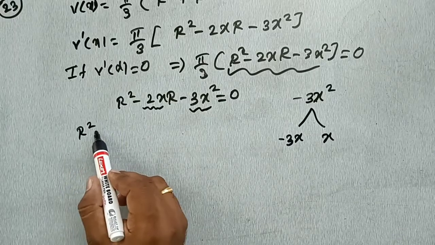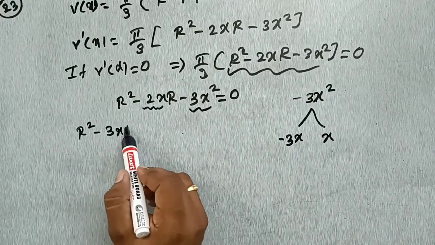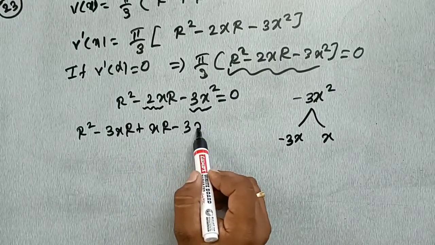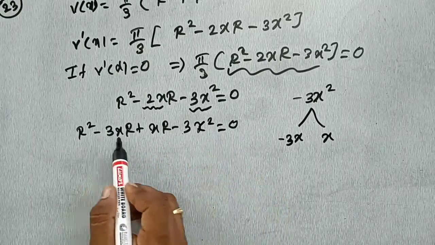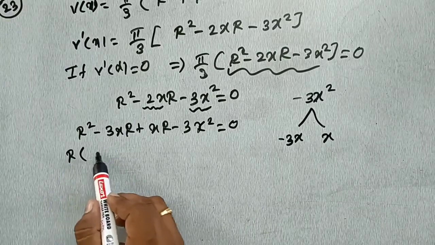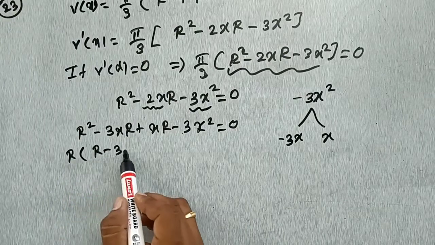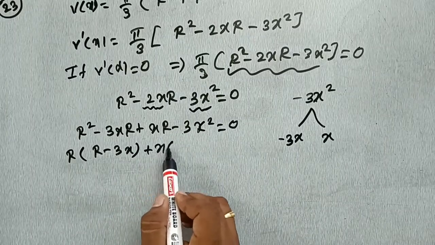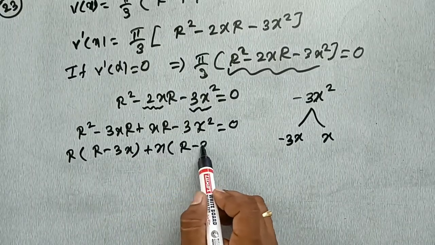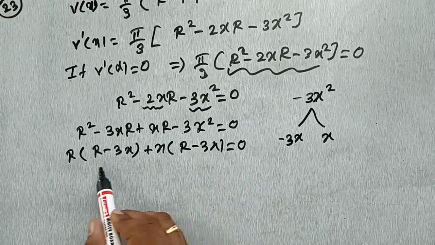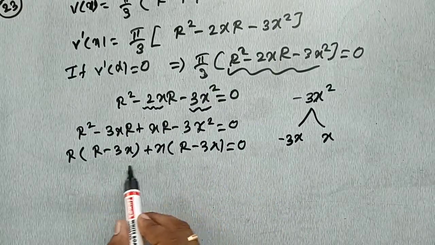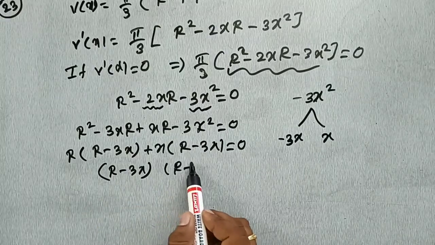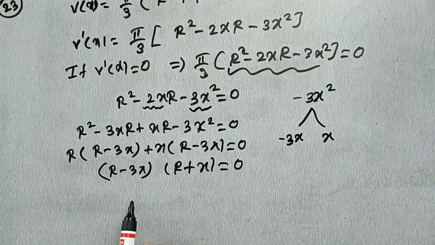So r square minus 3xr plus xr minus 3x square equal to 0. What is common here? r is common, remaining will be r minus 3x. Here, x is common, so x will be taken, remaining r minus 3x equal to 0. Combining what is common in these two, r minus 3x into r plus x equal to 0.